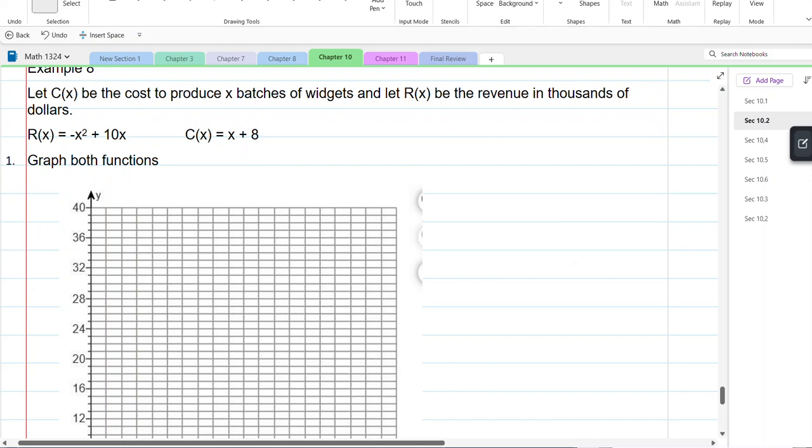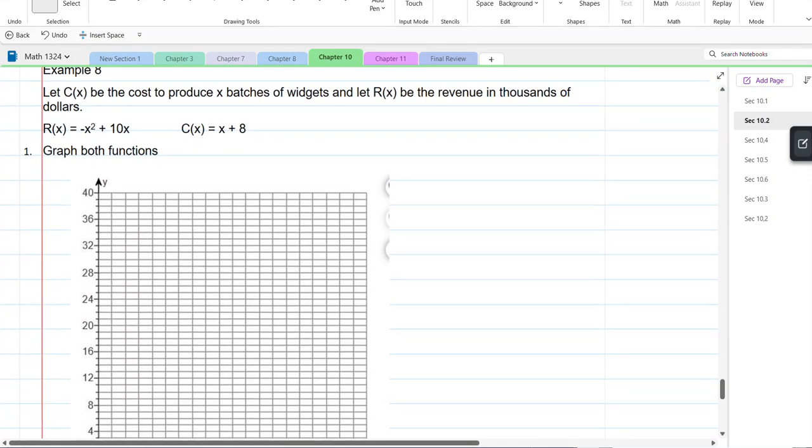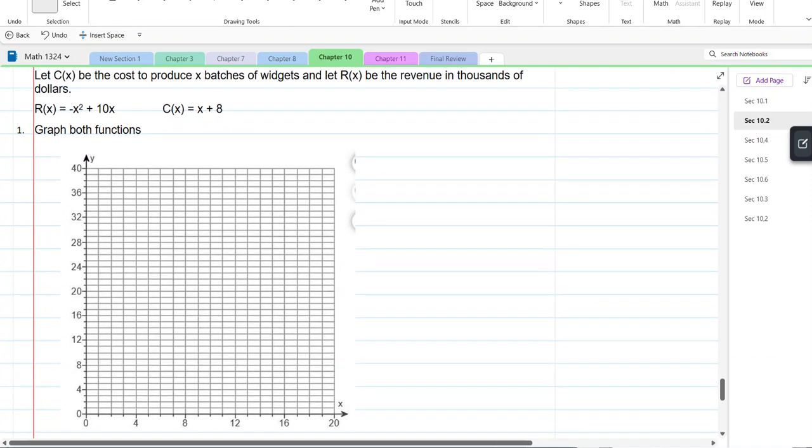This is our last example, and I know you're grateful. Okay, but this helps you in your production of what we do in the course. All right. So we're talking business because this is business economics. C of x is the cost to produce x batches of widgets, and R of x is the revenue in thousands and thousands of dollars. So our revenue is negative x squared plus 10x. Our cost is x plus 8. Graph both functions.